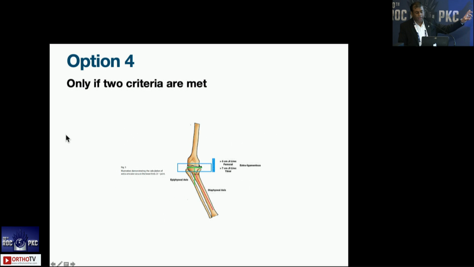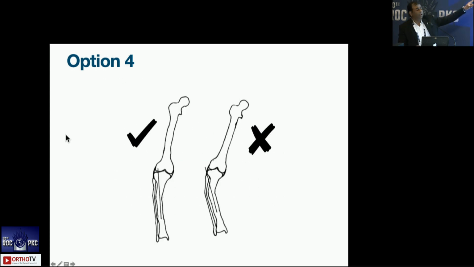So only correct it when you have both the criteria, that your deformity is primarily within that 10 centimeter zone of the joint, 3 centimeter, 7 centimeter, and when you draw the line, it is within the joint. If both of these conditions are met, you do the TKR and you correct all the deformities inside.